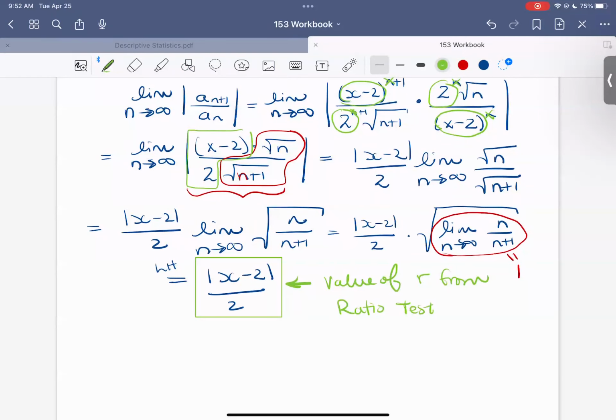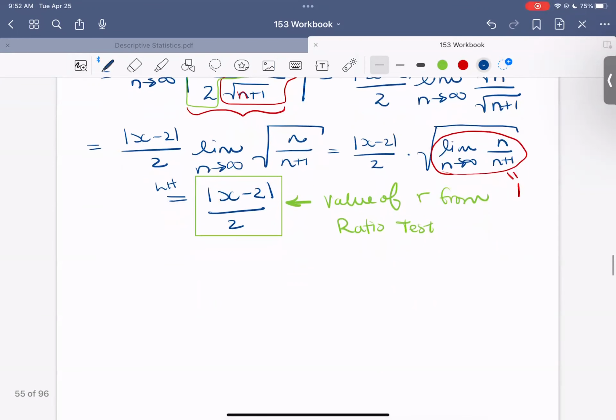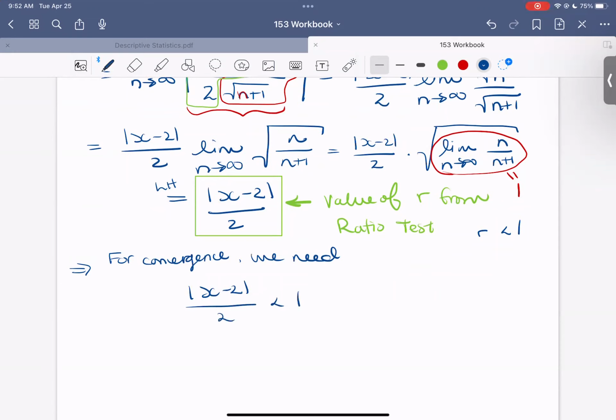So what needs to be true about that value of R? Well, we need R to be less than 1. So that means for convergence, using this ratio test, we need absolute value of x minus 2 over 2 to be less than 1. So let's see how we can solve for x here. If I multiply both sides by 2, that 2 cancels in the denominator, so I'm left with absolute value of x minus 2 has to be less than 2.